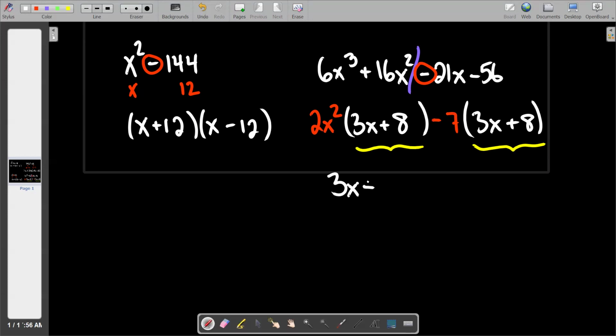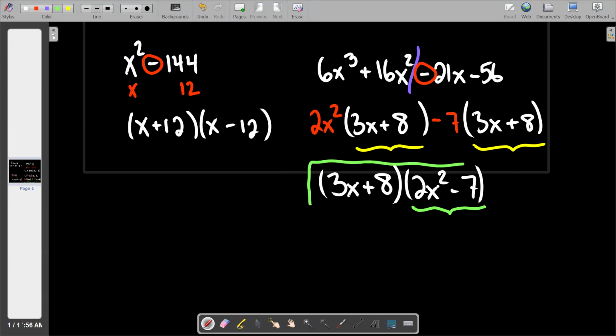So 3x plus 8 is the first factor. And then the red things build the second factor, 2x squared minus 7. And all we're going to want to remember to look for is always check this quadratic factor to see if maybe it's a difference of squares, which of course, in this case, it's not. So this is the final answer here. Done, done, done.